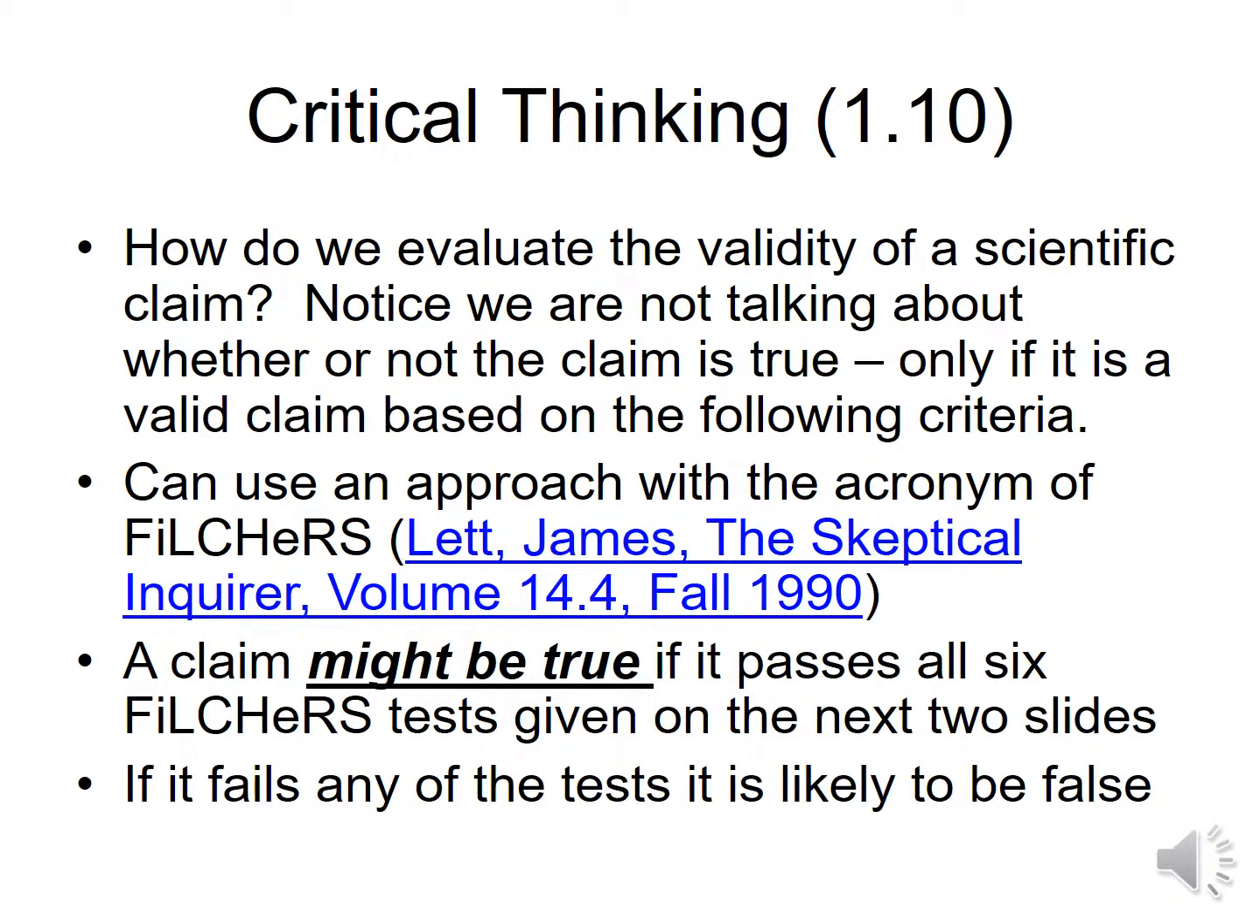If you click on the link, the blue link there, you should go right to that article if you're interested in reading it. It's kind of interesting to see how this thought process works. What we say is a claim might be true if it passes all 6 of these FILCHERS tests we're going to look at. If it fails any of this, it's likely to be a false claim. Notice that even if it passes all 6 of these, it only says it might be true. Okay, so claims can always be overturned at some point.